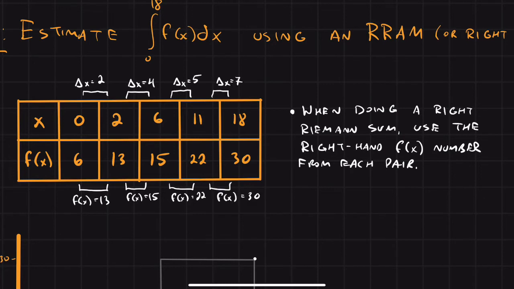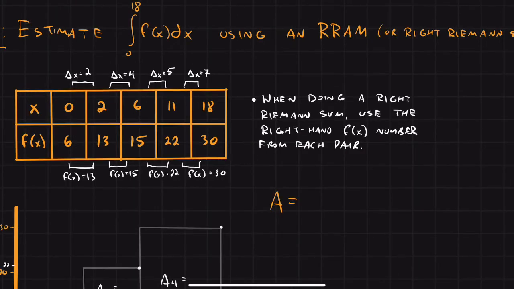Finally, the last rectangle would have a delta x of 7, and the height of that rectangle would be 30. So then to calculate A, all we need to do is put all this information together. For each of those imaginary rectangles that we've created around the table, multiply the delta x with the f of x value. So that first rectangle we would multiply 2 times 13. That would have been the area of the first rectangle.